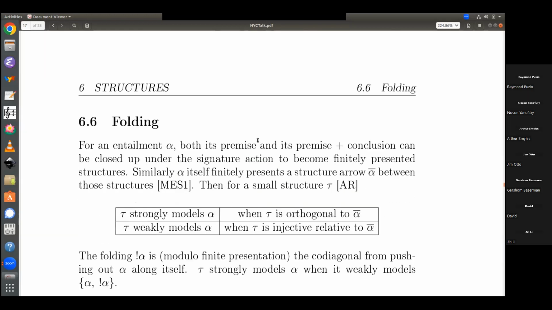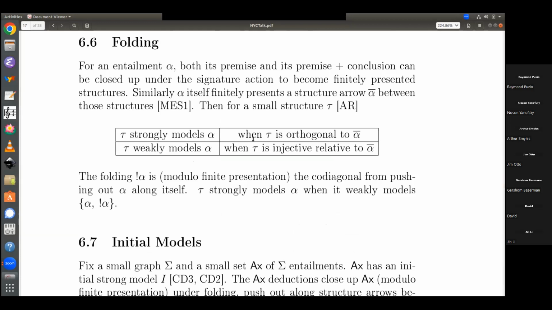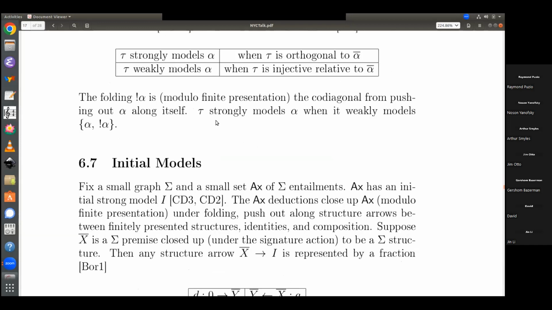And then, the last of what I want, there's a notion of folding where you take an entailment and push it out along itself and form the codiagonal, and then that's the folding. And then essentially an Adámek and Rosický thing is that weak modeling is just injectivity, that you can extend a modeling of the premise to the modeling plus the conclusion, but if you weakly model both the entailment and its folding, that's the same as strongly modeling the entailment.